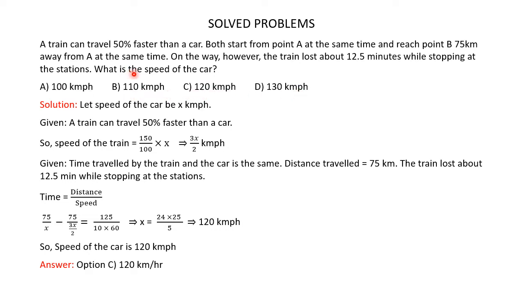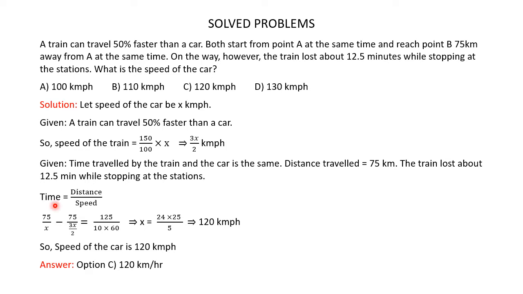Here you are given 4 options and you have to find out which of these options is the correct one. So here you are asked to find the speed of the car. So let the speed of the car be x kilometers per hour. Now it's given that the train can travel 50% faster than the car. So the speed of the train is 150 divided by 100 multiplied by x, which is nothing but 3x by 2 kilometers per hour. Now it's given that the distance traveled is 75 kilometers.